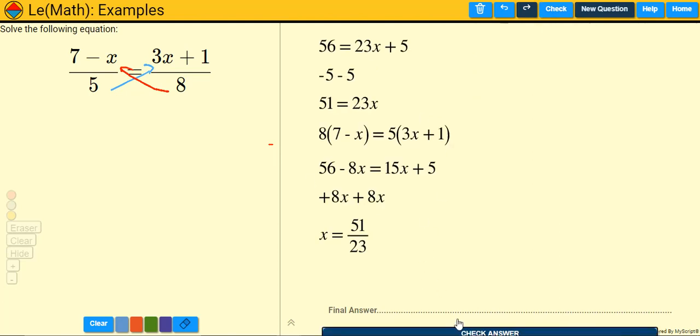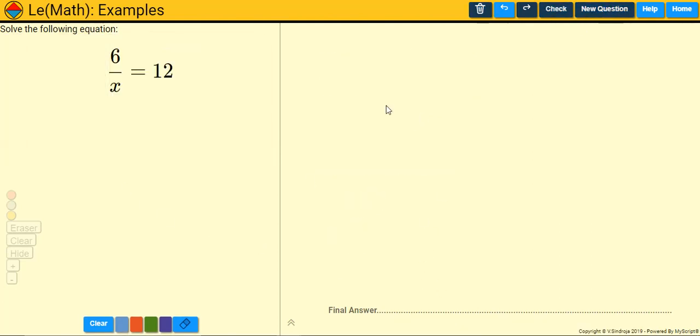Wait for the conversion. Check the answer, and we got it right. So that's how you solve algebraic fractional equations.